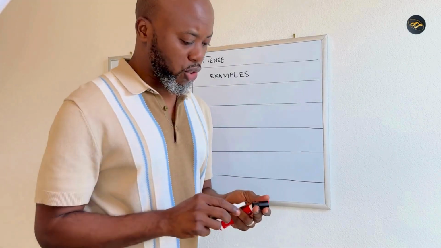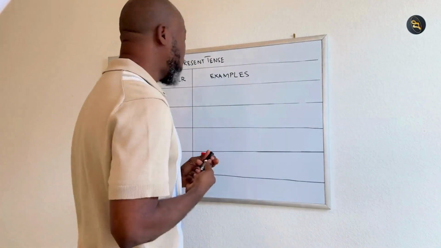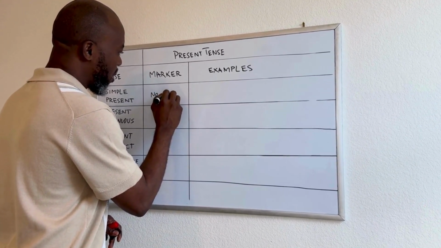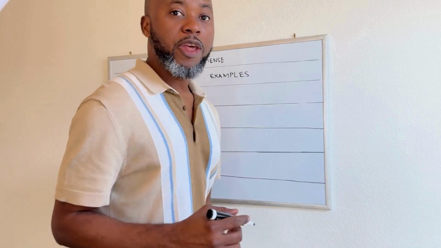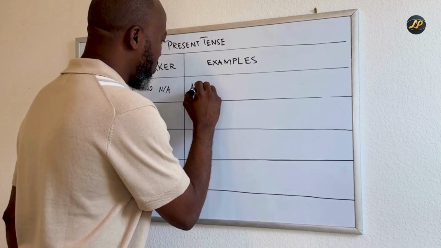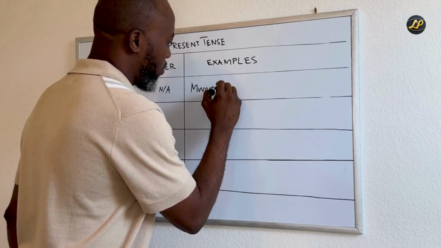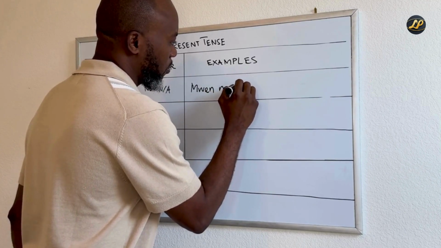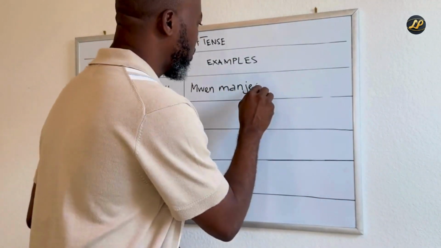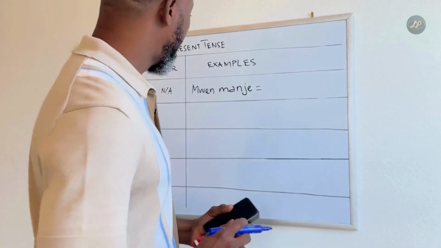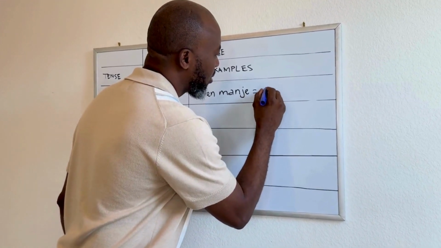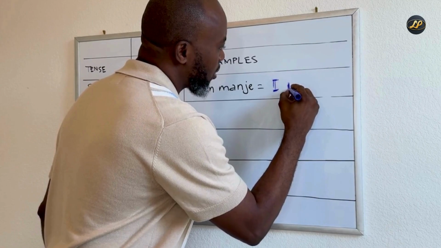And do we have any marker for simple present? No. The answer is no. I can say no, or I say not applicable. And one example would be moi manger. Moi manger. So, moi manger or I eat.